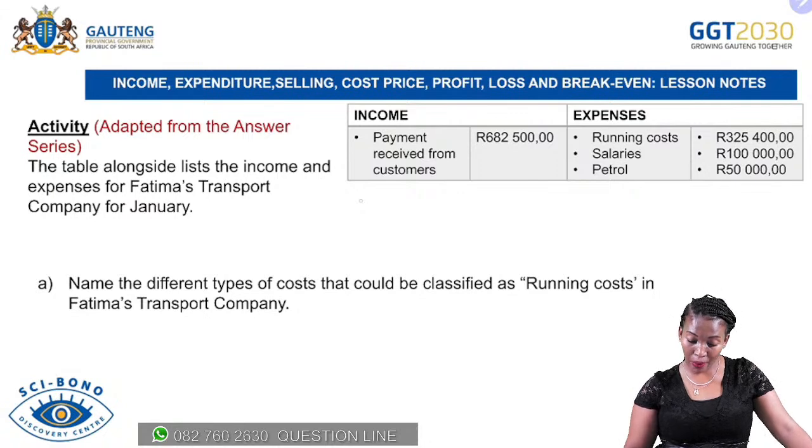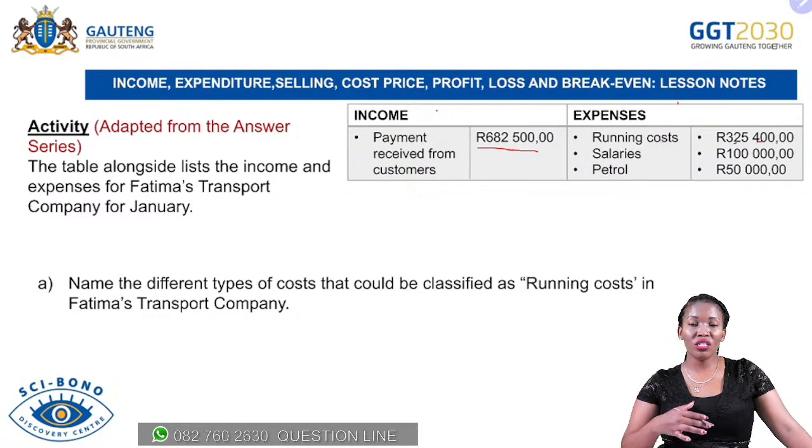So let's look at our table. Here is our statement. It's an income and expenses statement. There's payment that is received from customers. That means that is Fatima's income, and her income is 682,500. And then we have running costs. It's an expense. Running cost is 325,400.